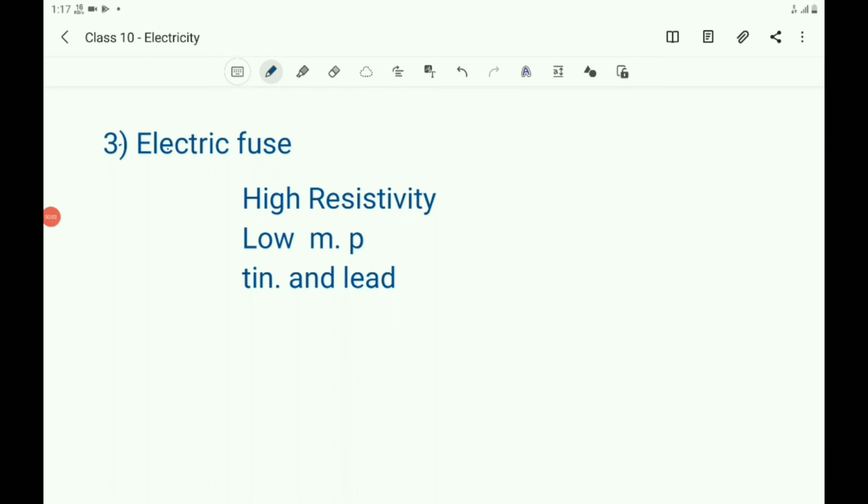Fuse wire is put in series with the live wire of the circuit. The electric installations are thus saved from getting damaged, because when the current exceeds the safety limit, the fuse wire melts and breaks the circuit and prevents the damage of the electrical appliances in the house. In this way, the electric fuse is a protective device.